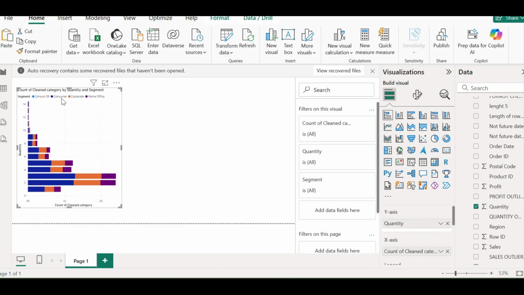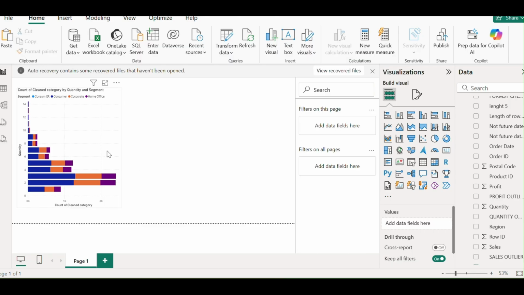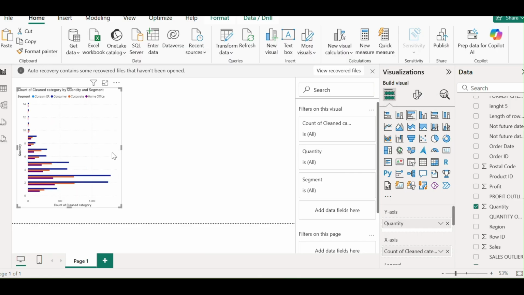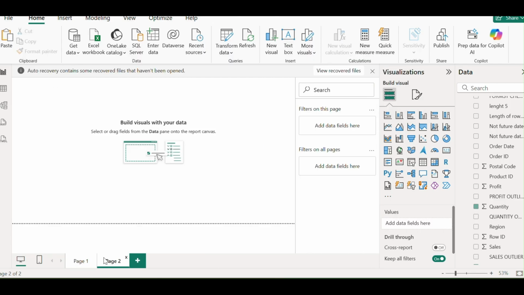See, blue color is consumer. So segments across category. Each part across one category. So all segments across categories, compared to quantity. How many quantity? If you click on and give this column, you will get this. Both are similar. And then we are taking another page.